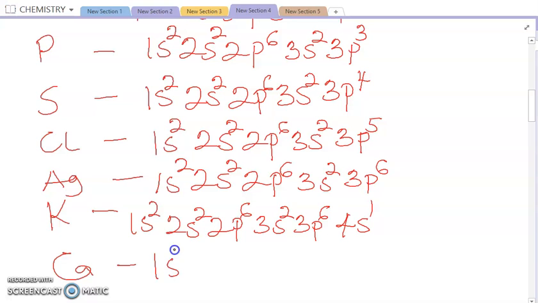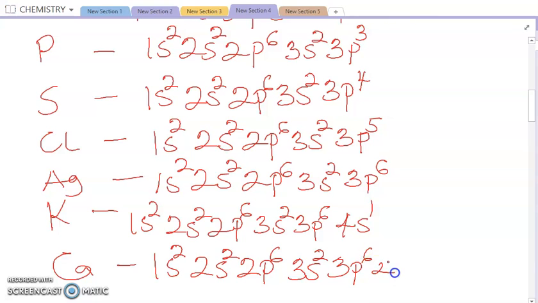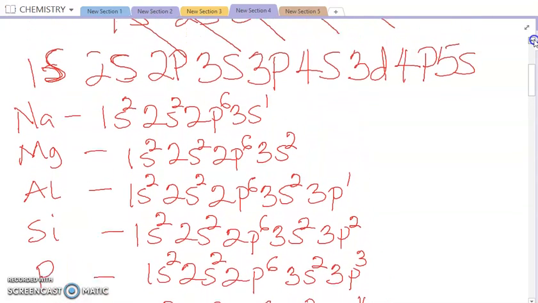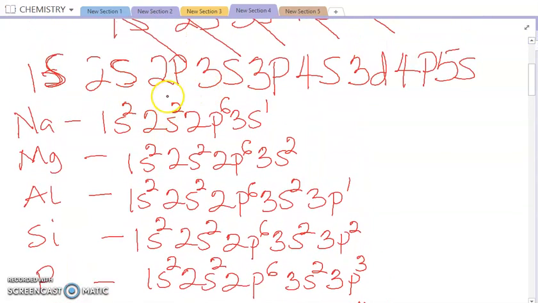That would be 1s2, 2s2, 2p6, 3s2, 3p6, 4s2. By the time we fill 4s2, the next orbital to be filled, if you go by the overlapping of orbitals, would be 3d. The next orbital we need to fill will be 3d.